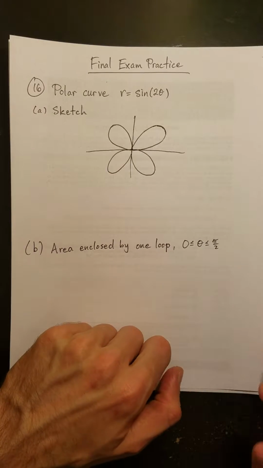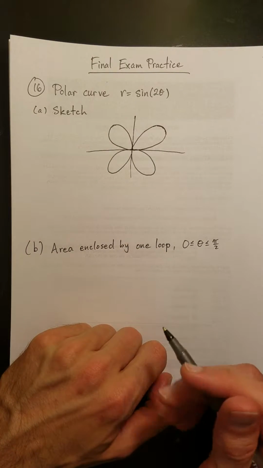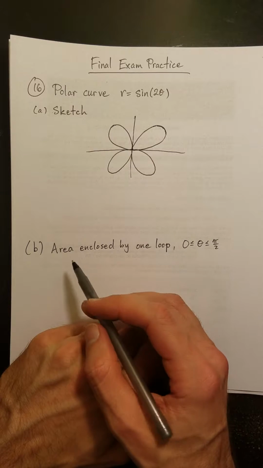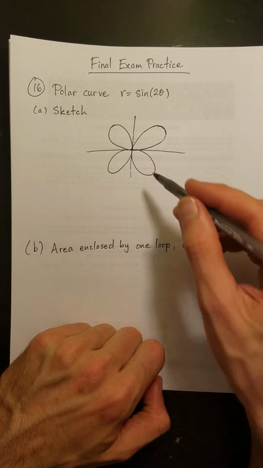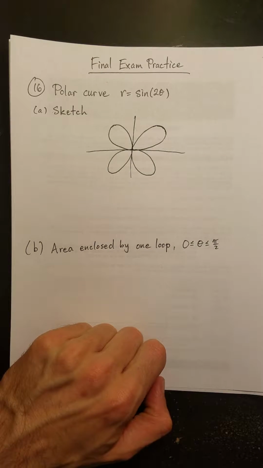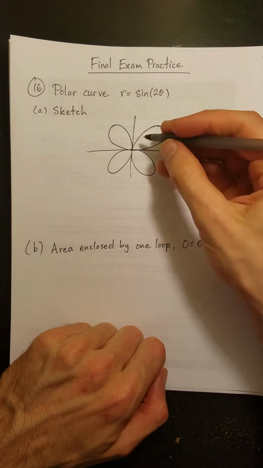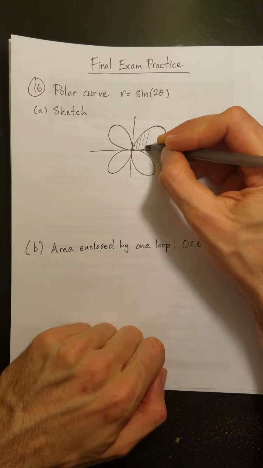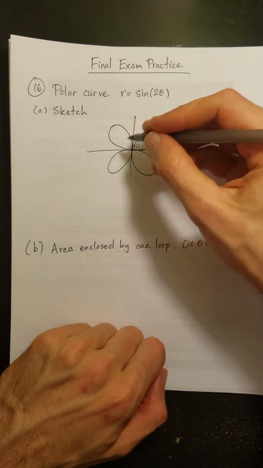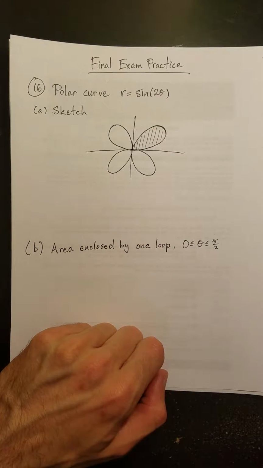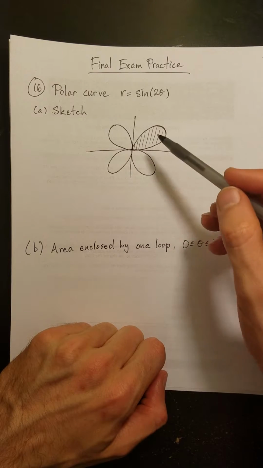All right, so now problem 16b, final exam practice. We want to find the area enclosed by one of the loops of this four-petaled flower that we just graphed in part A. And so, for example, we can just take this petal. It doesn't matter which one we use. They're all symmetric, so they all have the same area. But either way, we'll take this one.